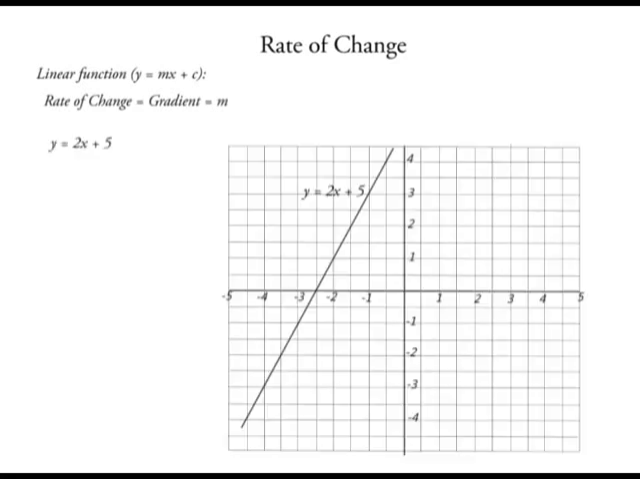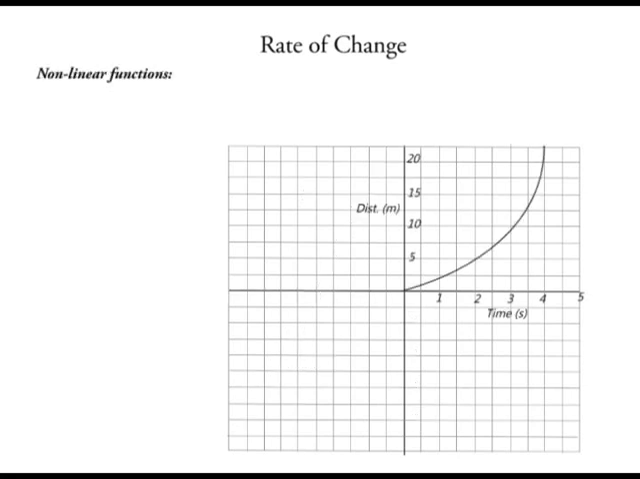Consider a graph of y = 2x + 5. The gradient is 2. It means that y increases by 2 for every 1 unit increase in x, and you can see that from the graph. Calculating the gradient of a straight line is easy. Change in y over change in x.